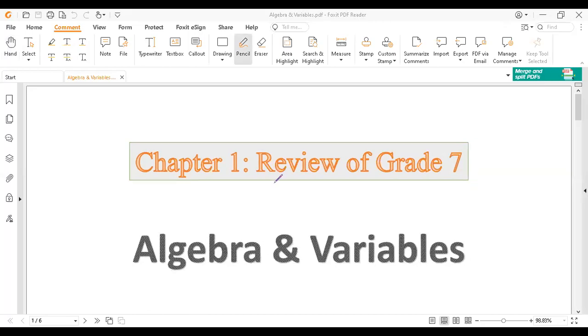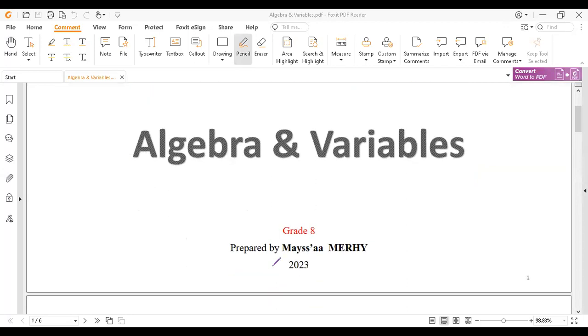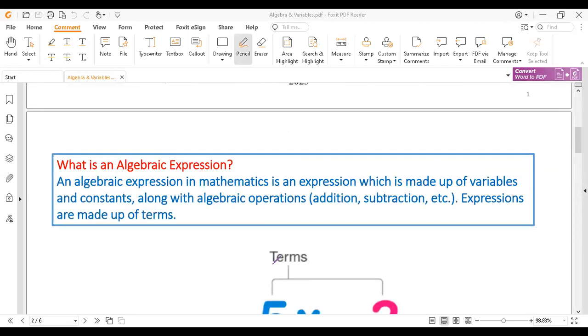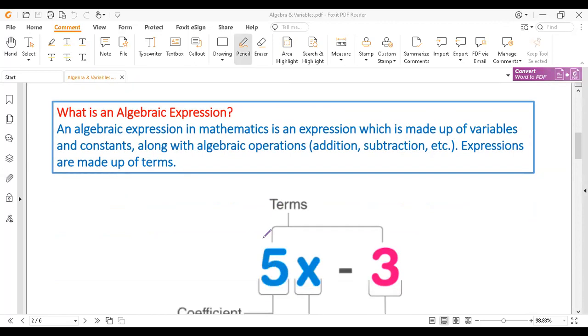Hi everyone. In this lecture and this session, we are going to explain some concepts about algebra and variables as a review from grade 7. So what do we mean by an algebraic expression? In fact, an algebraic expression is an expression which contains variables and constants. It is a combination of variables and constants using arithmetic and algebraic operations like addition, subtraction.